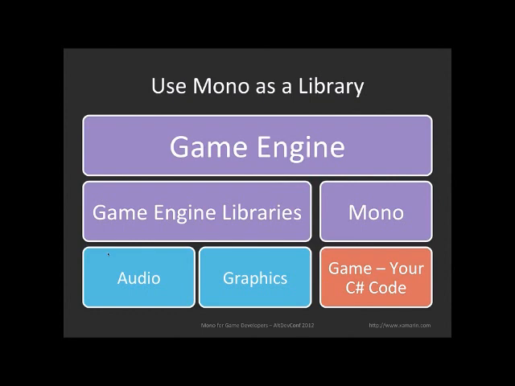Mono is just another library. Just like PhysX is a library or FFmpeg is a library, Mono just happens to be another one of your libraries. And the code that you invoke, or the code that is running in the Mono universe, is completely self-contained in a little box in your application. So that's the other mechanism of using Mono. So these are the basics of using Mono.